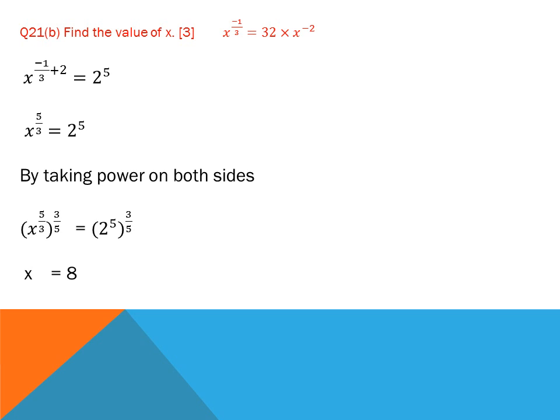power 5 by 3 is equal to 2 power 5. Taking power 5 by 3 on both sides, because I have to find the value of x, I should cancel the power 5 by 3 by any method. I take the reciprocal of 5 by 3, which is 3 by 5, on both sides. Then x is equal to 2 power 5 by 5 times 3, the 5 is cancelled out by 5 and 2 power 3 will become 8. So x is equal to 8.